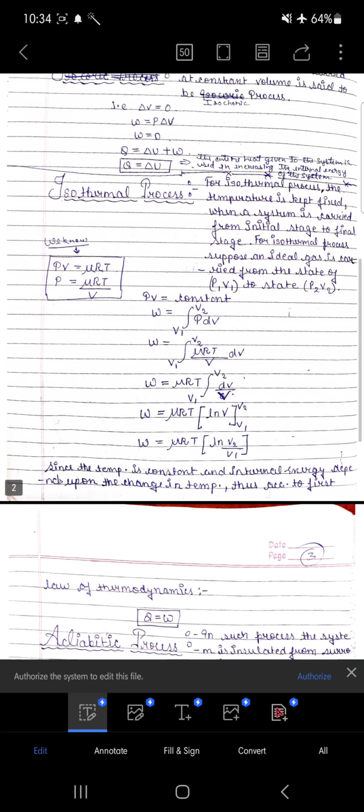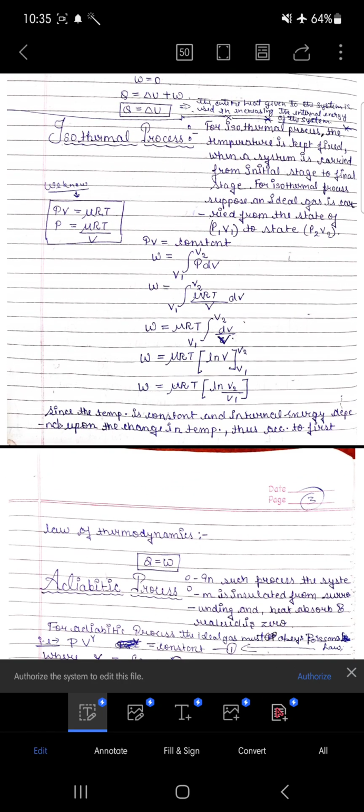So over this integral, the limits V1 to V2 are applied here, because it is a definite integral, the change is definite. Then it is bounded. So here we again place the value of P, that is mu RT upon V into dV. We know mu is constant, R is constant, and temperature is also constant, because this is an isothermal process. And we have the integral from V1 to V2 of dV upon V.